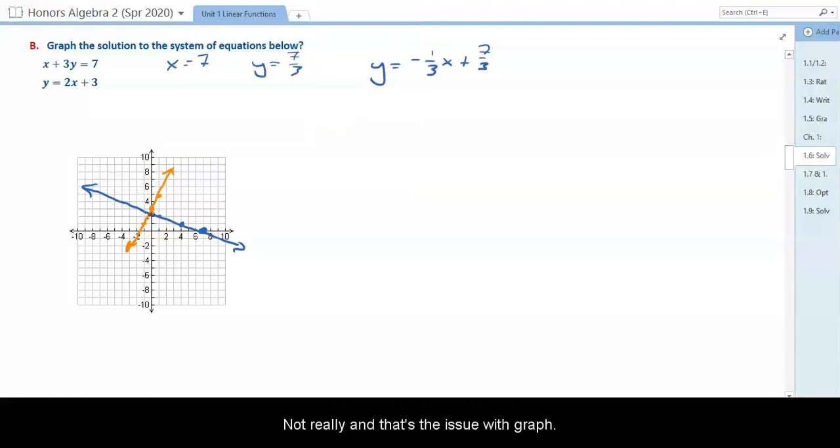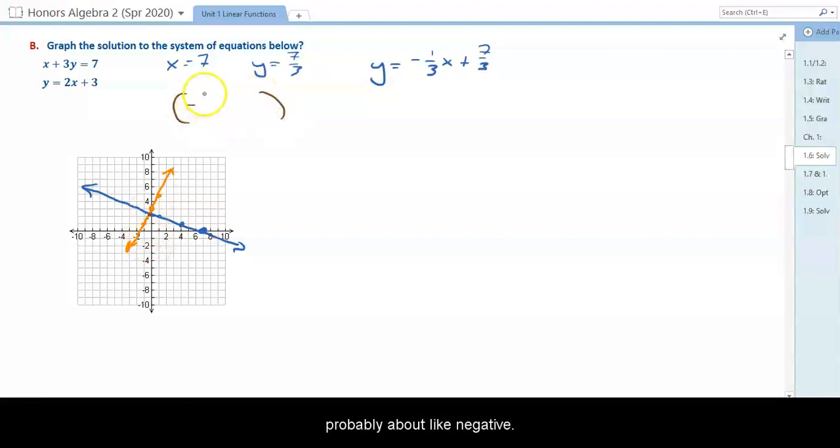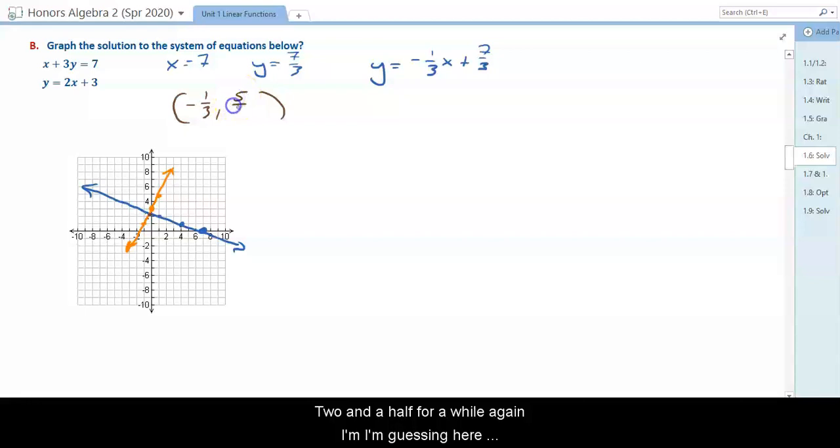Not really. And that's the issue with graphing, is unless it comes out to a really nice point, we're going to estimate. And so here the estimate would be probably about maybe negative a third for x, and then 2.5 for y. Again, I'm guessing here without using technology and not trying to solve it using other methods. But that's about where it's at.